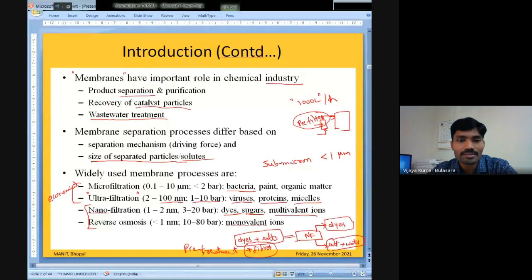Reverse osmosis membrane can separate everything except the solvent, which is water in wastewater treatment, because in the reverse osmosis process, the membrane used is also called a semi-permeable membrane. Okay, so it is semi-permeable. It allows only solvent to pass through the membrane. That means only water will pass through and all others will be rejected by the membrane or retained over the membrane. So all monovalent ions can be separated by the reverse osmosis process.